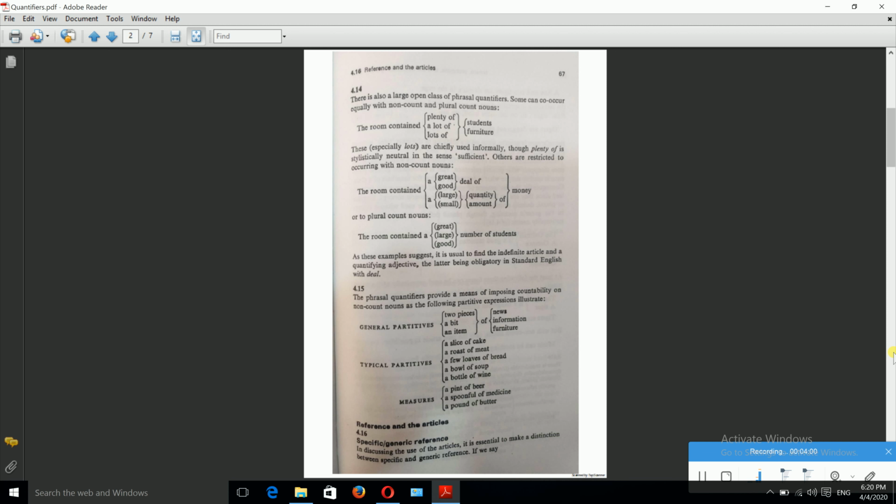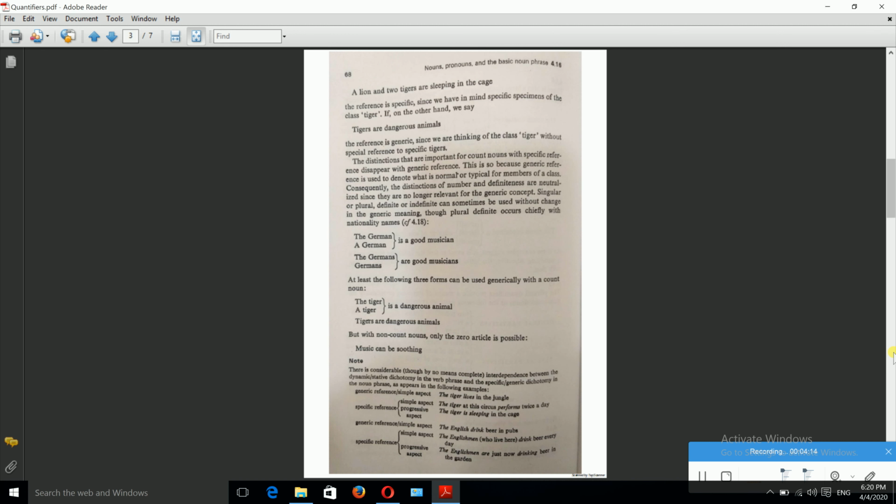Now, my dear students, let us take another topic, reference and the article. Specific, generic reference. In discussing the use of the articles, it is essential to make a distinction between specific and generic reference. If we say, a lion and two tigers are sleeping in the cage, this means that the reference is specific since we have in mind specific specimens of the class tiger. If, on the other hand, we say tigers are dangerous animals, the reference is generic.